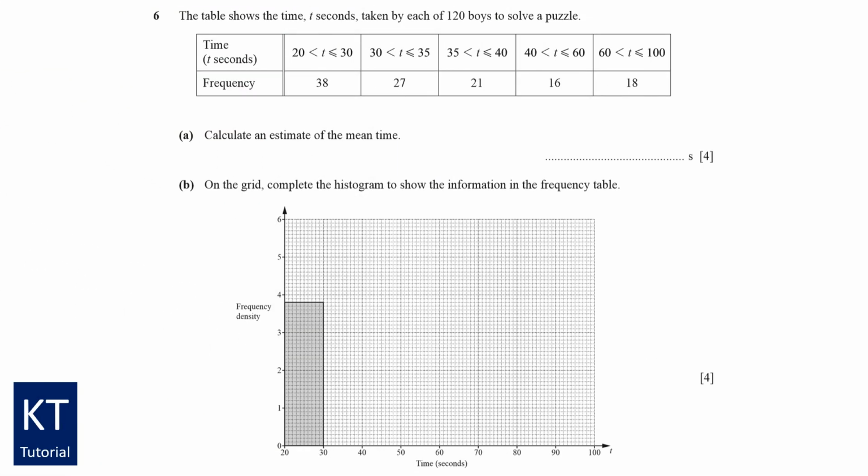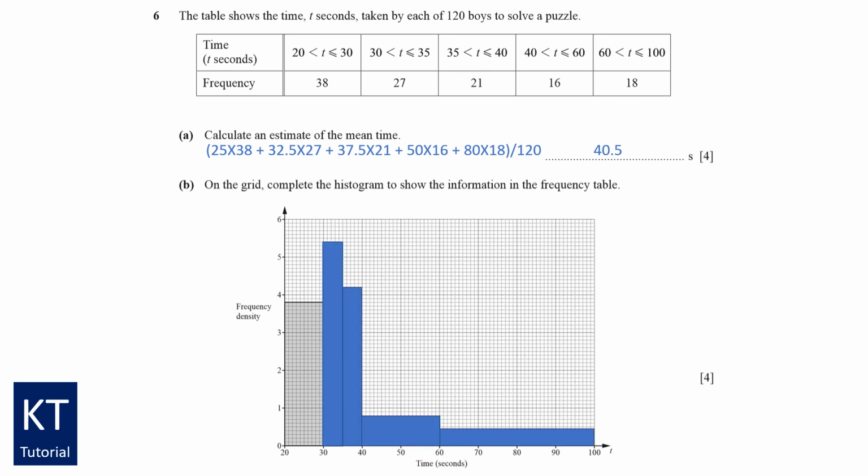Question 6. The table shows the time t seconds taken by each of 120 boys to solve a puzzle. Calculate an estimate of the mean. This is obtained by doing a sum of the product of the midpoint of time to its associated frequency, then dividing the total by 120. Next, on the grid, complete the histogram to show the information in the frequency table. Here, the width of each bar is represented by the range given on the table, and the height of each bar is its frequency being divided by the range of time.